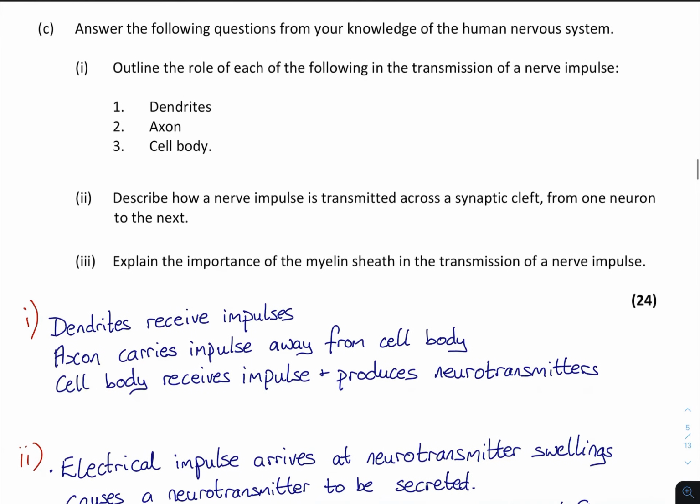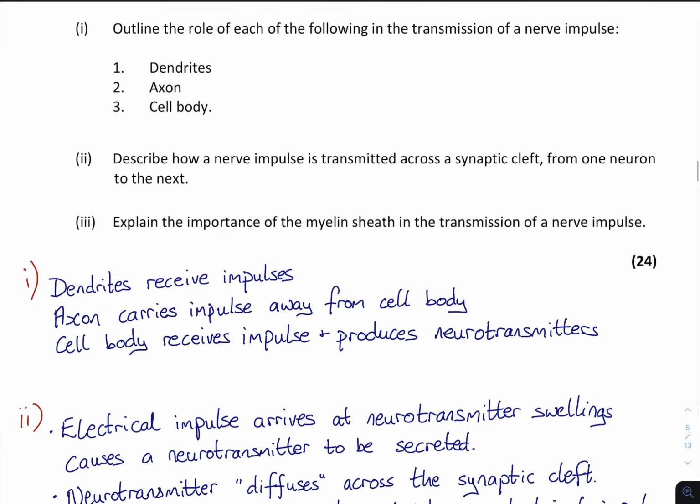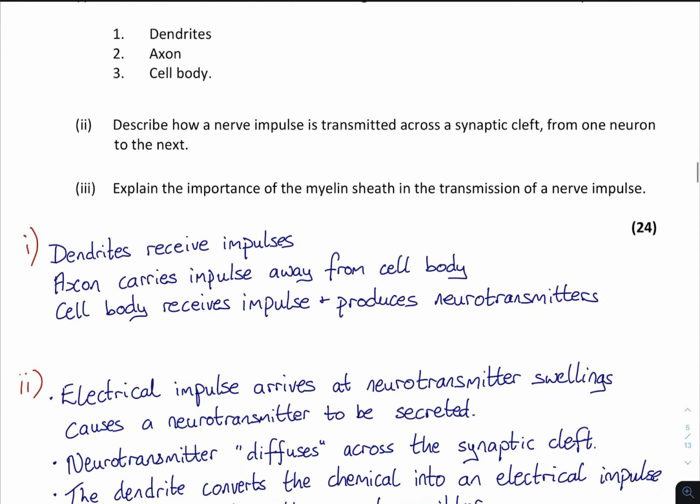Lovely question. I really did like it. It hasn't been asked in a while. Outline the role of each of the following in the transmission of a nerve impulse: dendrites, axon, cell body. So you're to state their functions. I'll leave you read that there for a second. The dendrites receive the impulse, the axon carries the impulse away from the cell body, that's always the case, and the cell body receives the impulses, it produces neurotransmitters. Produces, does not secrete, but produces.